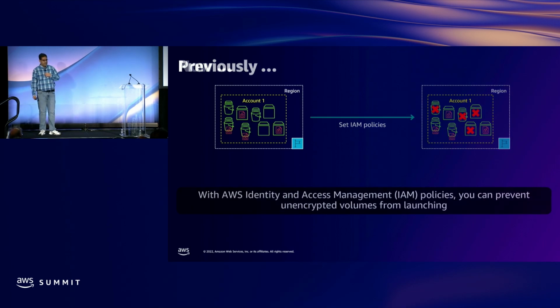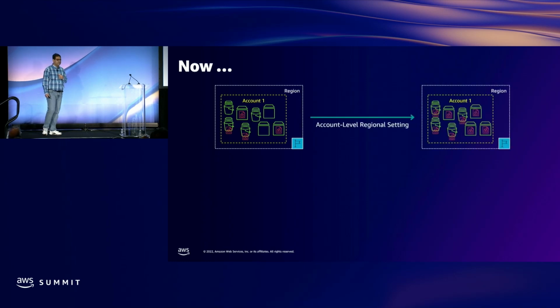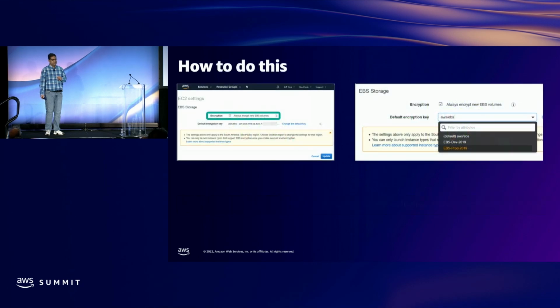And so one of the things that we did is launch an account-level regional setting that essentially ensures that all new volumes and snapshots from that point on are fully encrypted. And this is without any change to your workflows. So how do you do this?